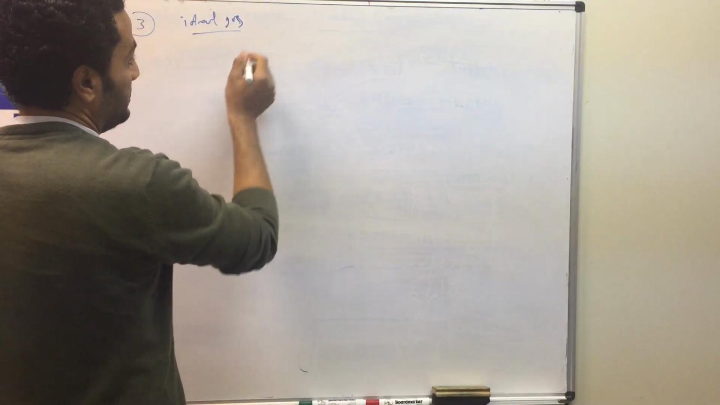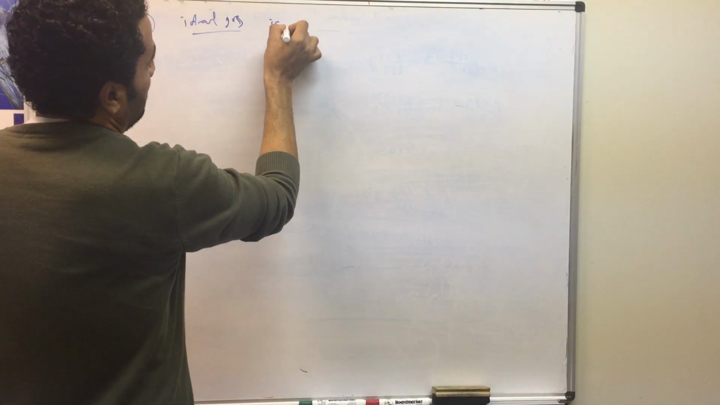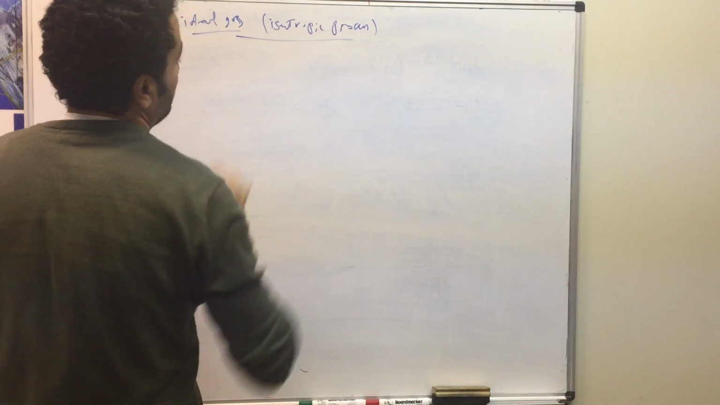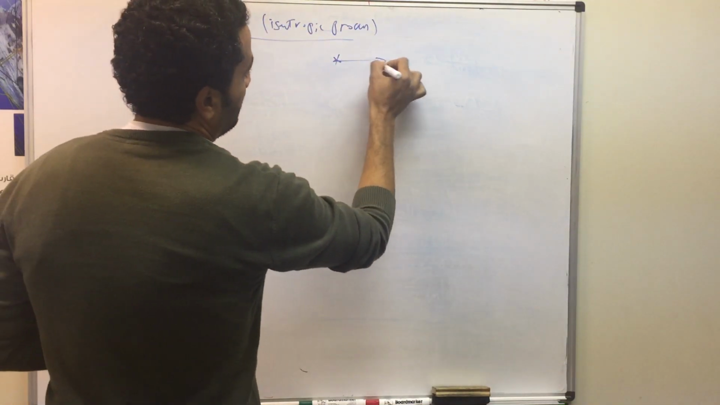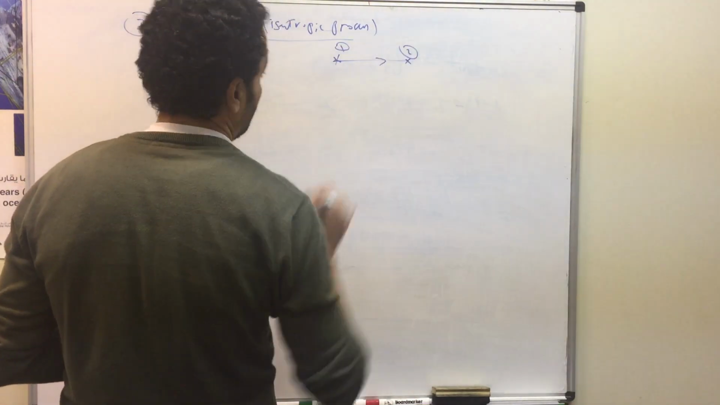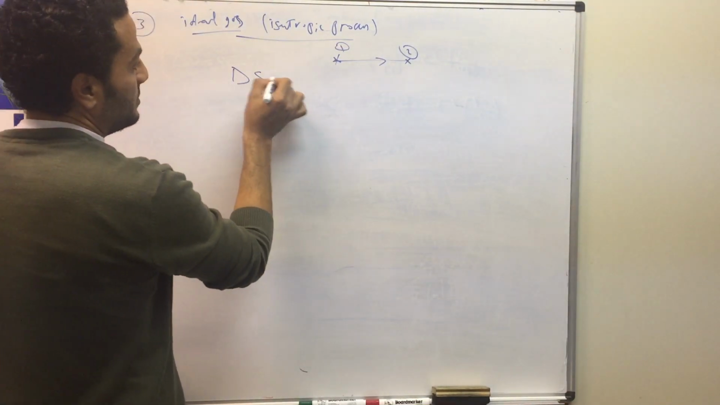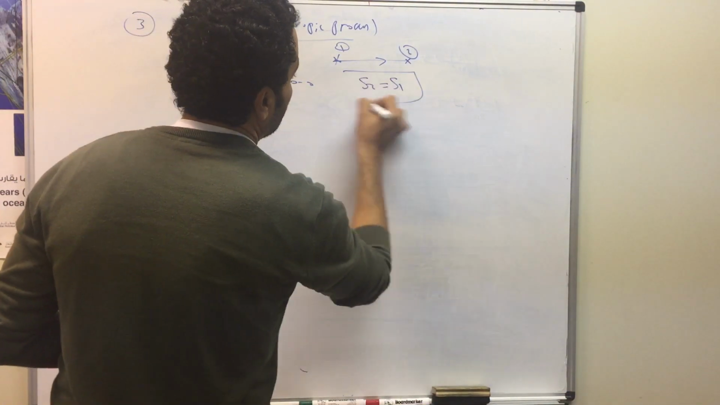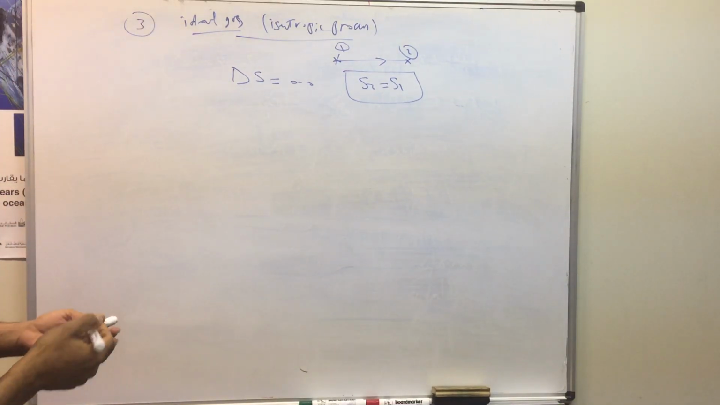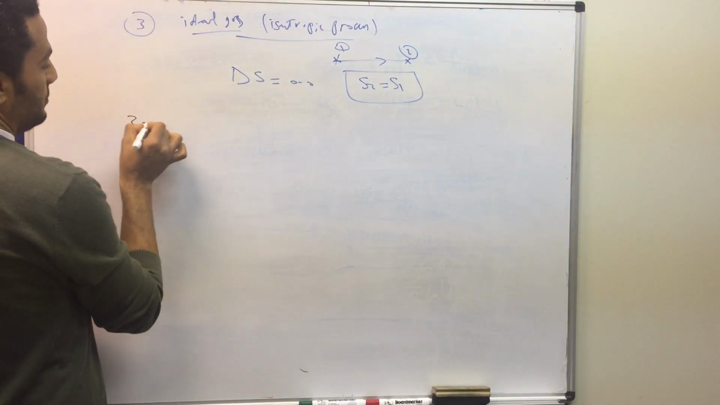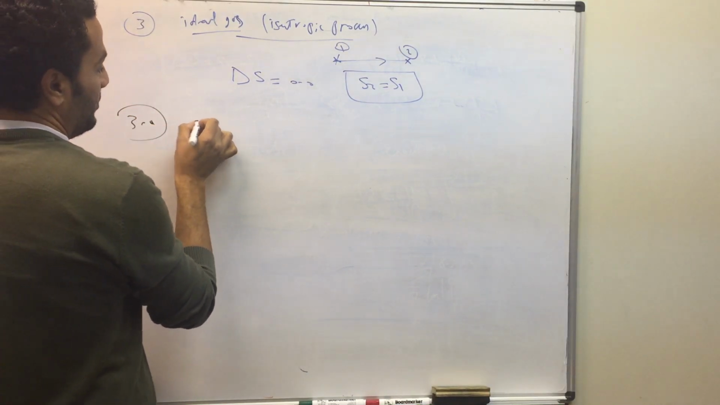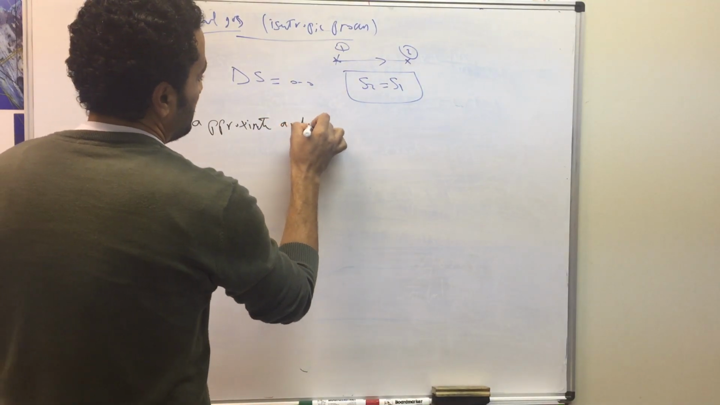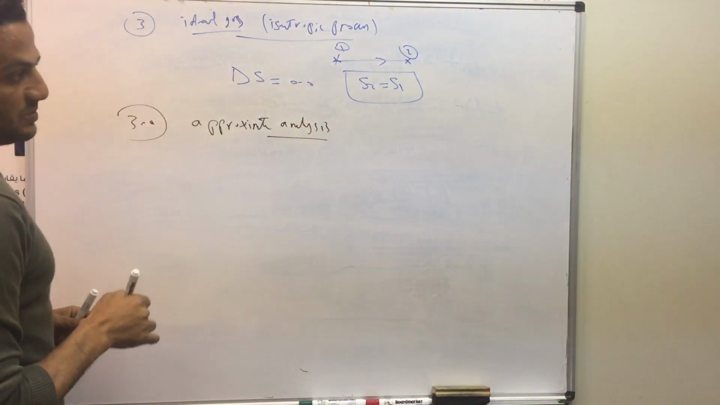This is very important. When we have an ideal gas undergoing an isentropic process, so we have an ideal gas from state 1 up to state 2, but the process is isentropic. Isentropic means the change of entropy is equal to 0, or S2 is the same as S1. Also in this case we have two cases. When we are following approximate analysis, which is called the constant specific heat analysis.